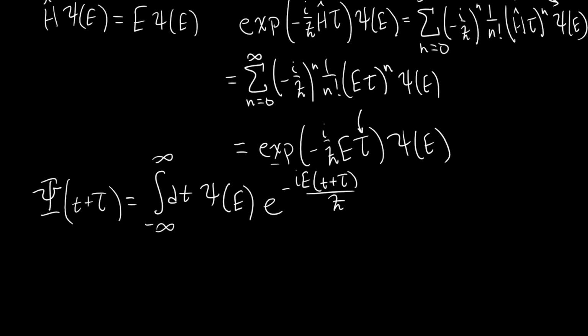Which of course is exactly what we would expect from our original Fourier transform relation, right? I'm just taking psi and psi of t plus tau, and I'm replacing what I had for t before with t plus tau. Sorry, this should be E, not. Okay.